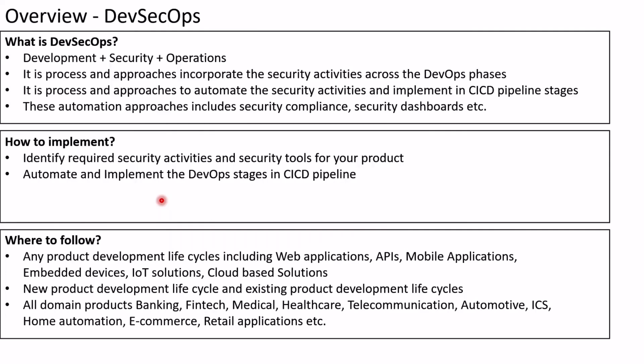Under domain aspects, in all the domains wherever we are following DevOps, we can incorporate the DevSecOps practices and achieve the DevSecOps benefit. So that product may belong to banking, fintech, medical, healthcare, telecommunication, automotive, ICS, home automation, e-commerce, or retail applications, right? So in any domain we can incorporate these DevSecOps practices.